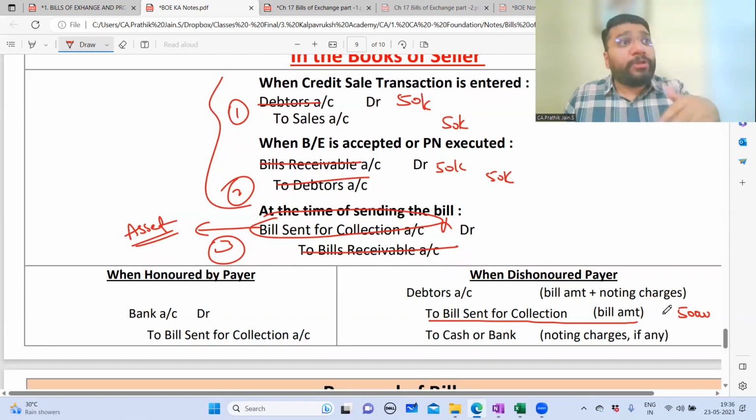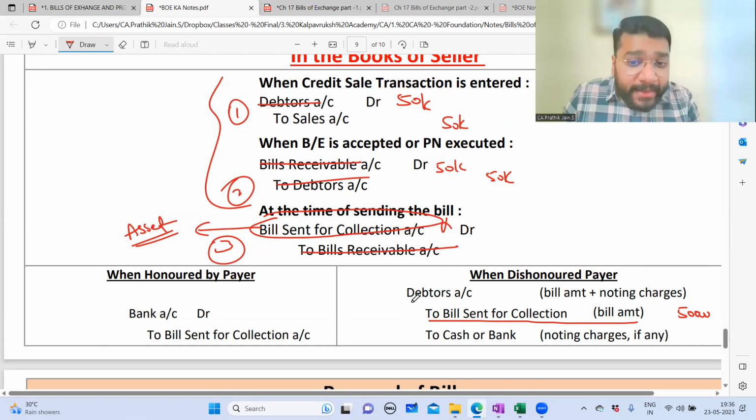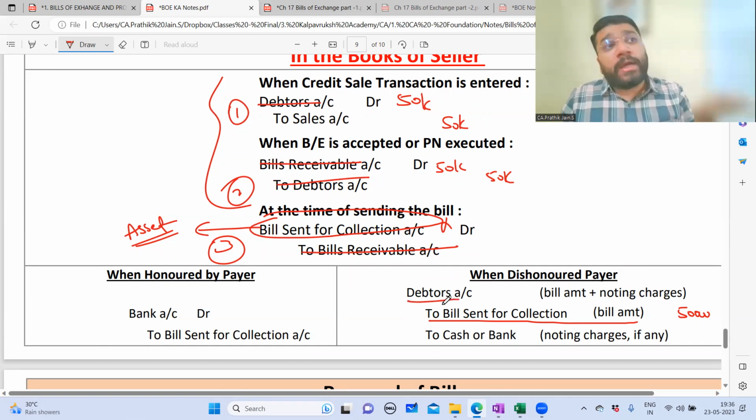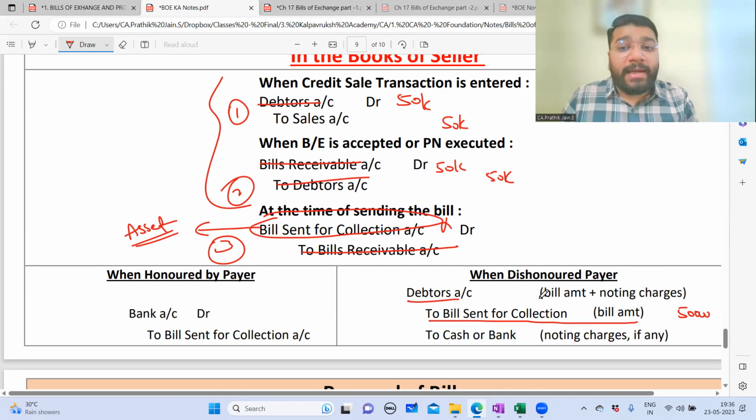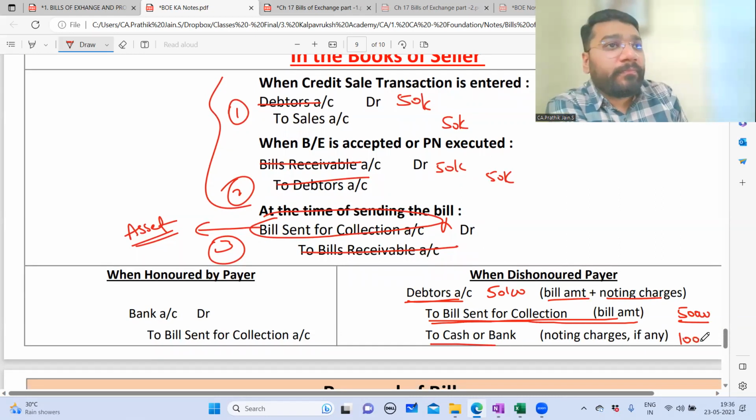And you need to recreate the debtor because you are yet to receive the money from the customer. So you are recreating the debtor. Now from debtor, will you collect only the bill amount? No, you'll collect the bill amount plus the noting charges. So you'll collect total 50,100. So debtor account debit 50,100. To bill sent for collection 50,000. To cash or bank 100 rupees noting charges. Any problem?